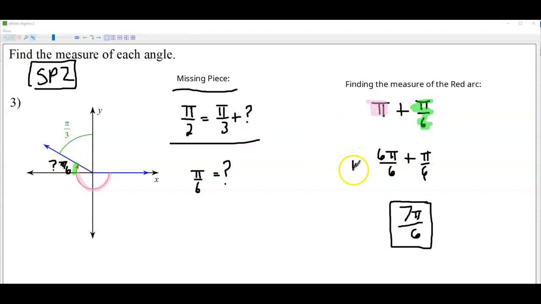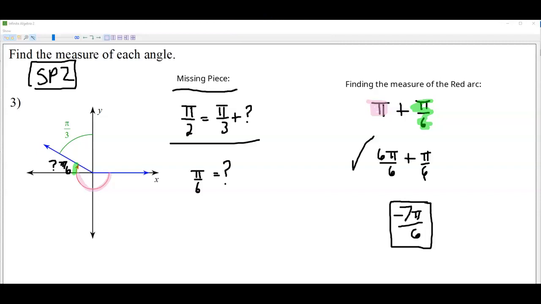After that, we get our common denominator by changing the pi into 6 pi over 6. And then adding those together we get 7 pi over 6. And I just remembered this is supposed to come out negative, right? Because it is a negative angle, so it's supposed to be negative 7 pi over 6. All right, so that is Student Practice 2.